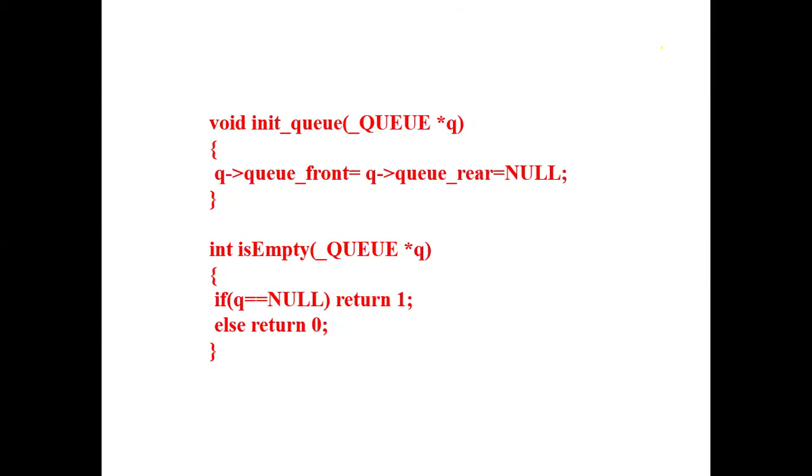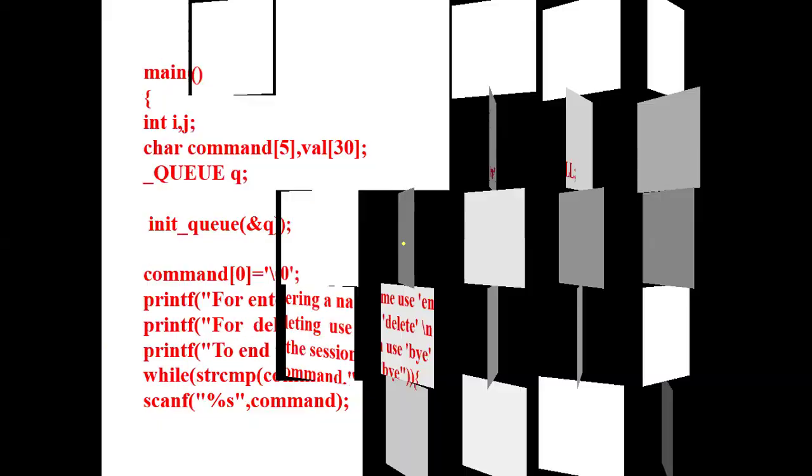The init function is used to create a new queue. Initially, while initializing a queue, the front and the rear values will both be null. When you say a queue is empty, if the front value is null, or you can say queue equal to null in general, then the queue is empty.